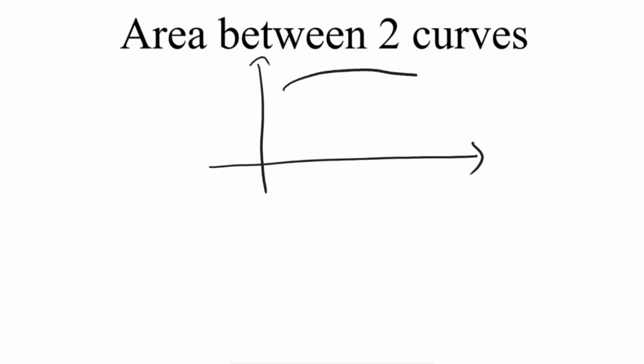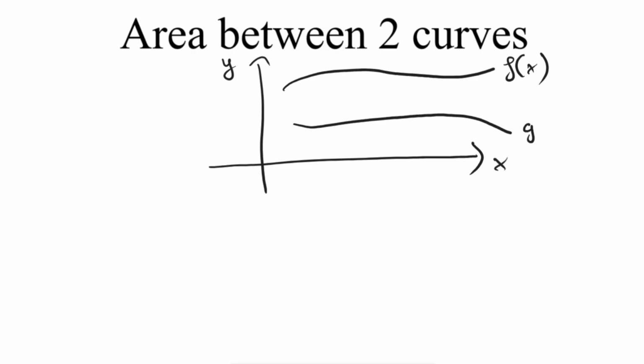In this video, I will talk about area between two curves. For example, if you have two curves, the first curve looks like this, and the second one is this. This is x, y. The upper curve, I will denote as f of x, and the lower curve is g of x. The question is, we want to find the area between these two curves over the interval a to b.